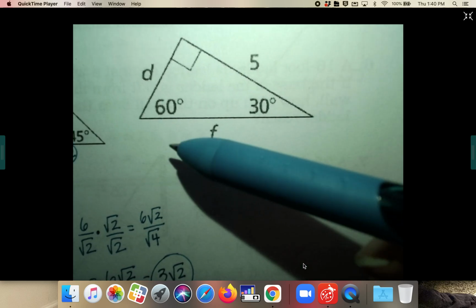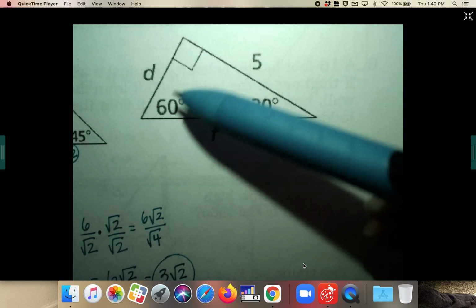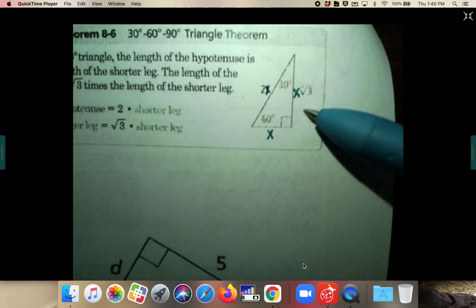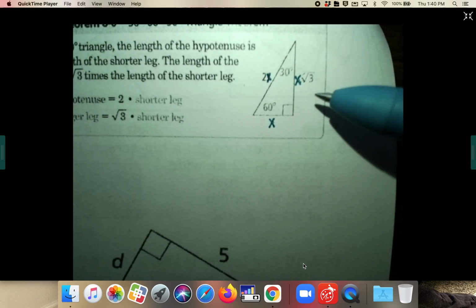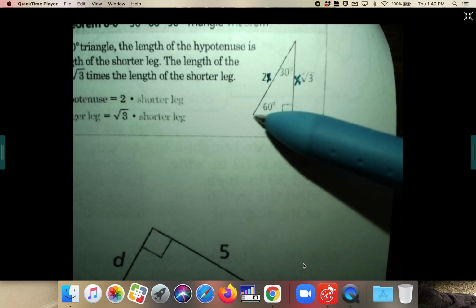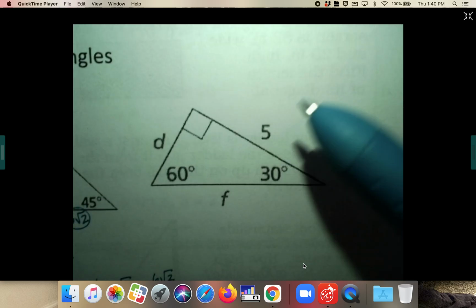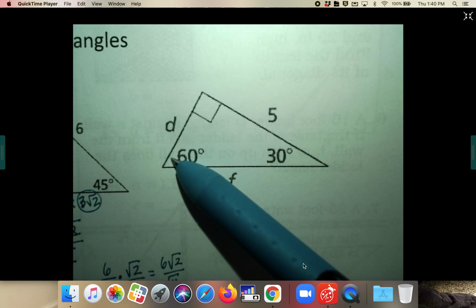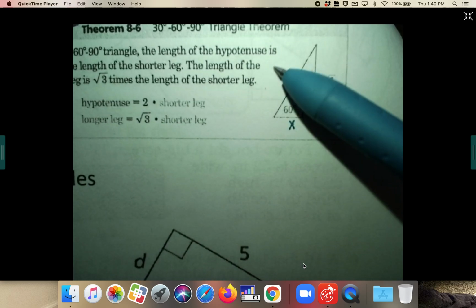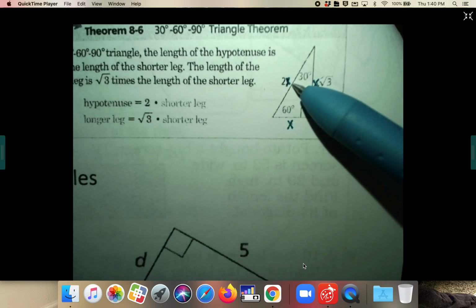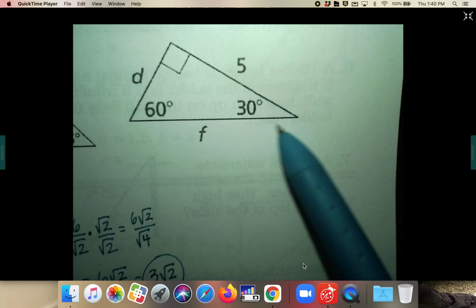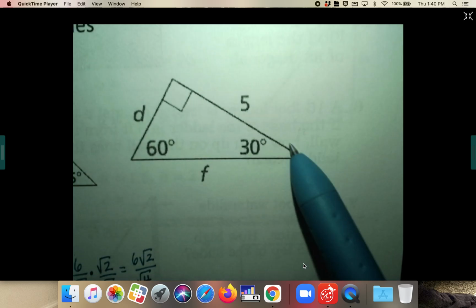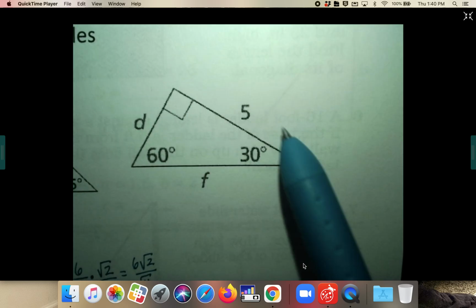All right, this is a 30, 60, 90 triangle. So let's look at our ratios for that. The short leg is equal to x, so I have the short leg here that'll just be x. I don't know what that is. I know that the hypotenuse is double my x, and I also don't know what the hypotenuse is. But I do know that the long leg is 5.